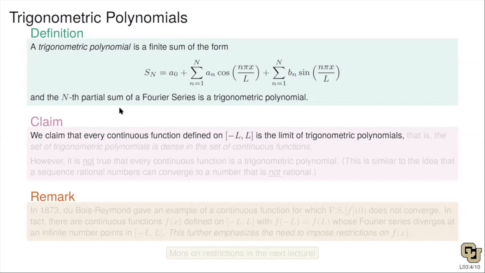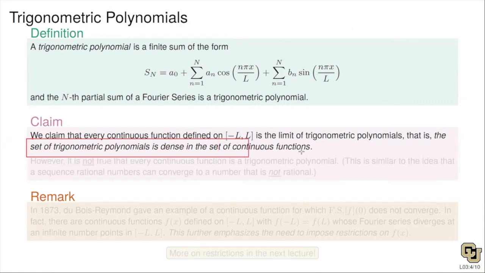So here's how I believe the information is organized, and I have some reference for you at the end of this set of slides. So the claim is, what can be proven is that every continuous function, so let's read this slowly, every continuous function defined on a closed interval is the limit of trigonometric polynomials. Another way to say that, using our mathematical language, is the set of trigonometric polynomials is dense in the set of continuous functions.